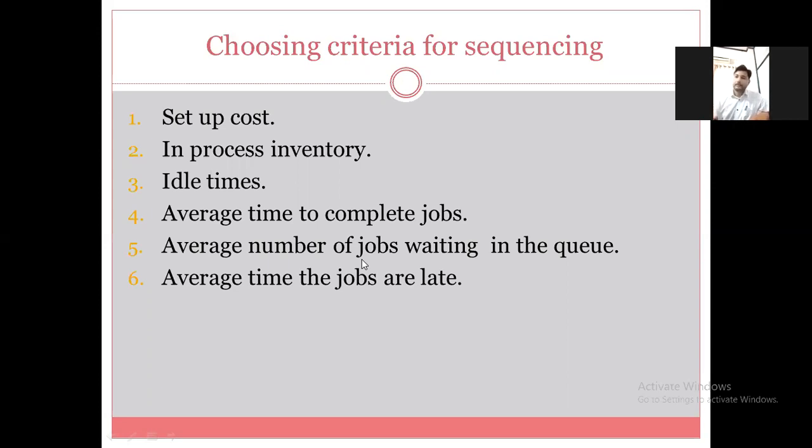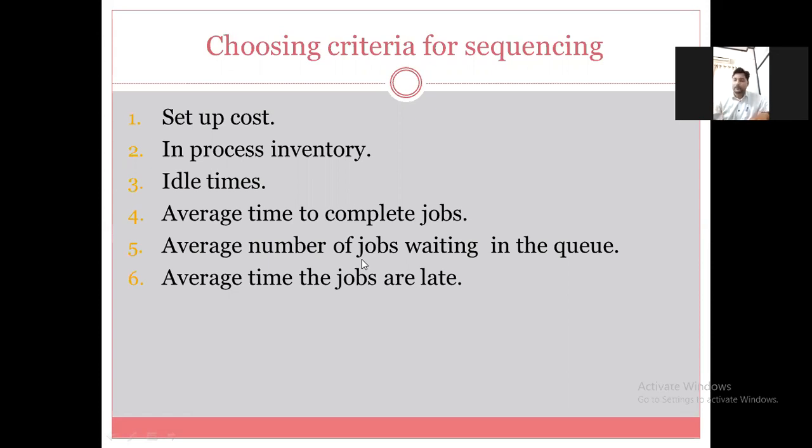Late means what? Here I need to finish the components, let us consider, by 12 noon, but I received a component at 11:30. That should have been received at 11 a.m. But I received a particular variety of a component at 11:30. So the components are late by 30 minutes. Okay, the components are late for 30 minutes.